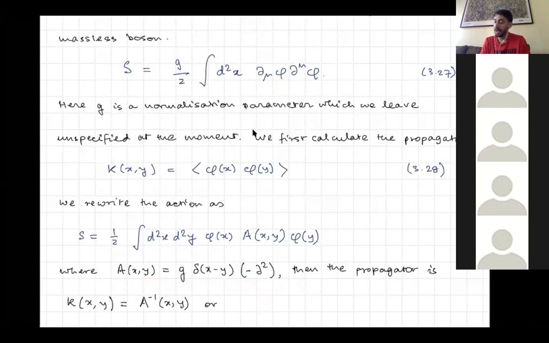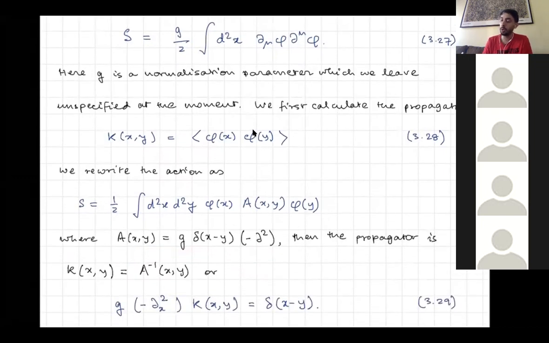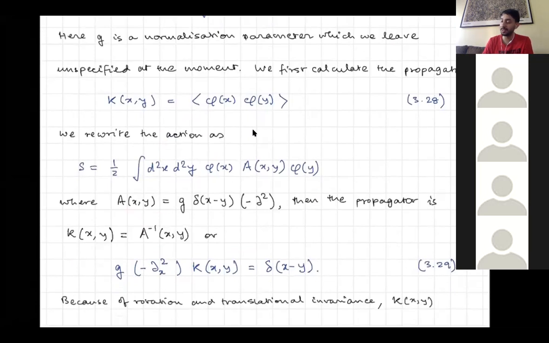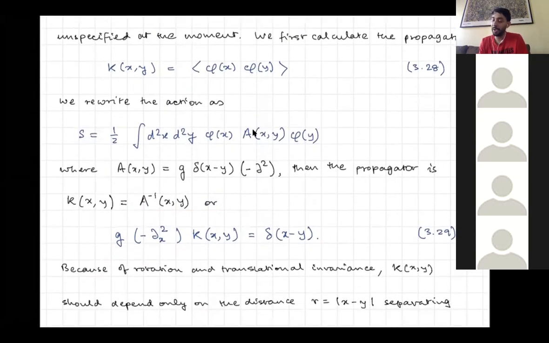Now what we want to do is then the propagator K(x,y) is just the inverse of this, and it's a straightforward exercise to show that this K is going to satisfy an equation which is just given by this boxed equation 3.29 that I have out here. Because you have rotational and translational invariance, this K(x,y) should only depend on the distance between the points x and y, the modulus of that distance.